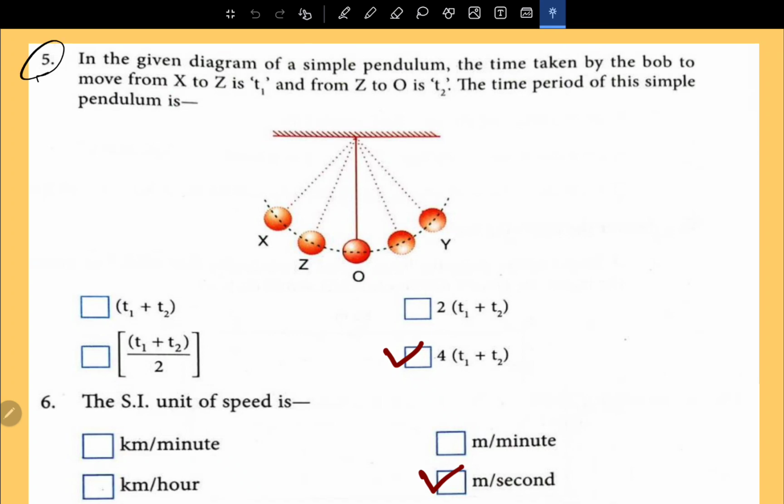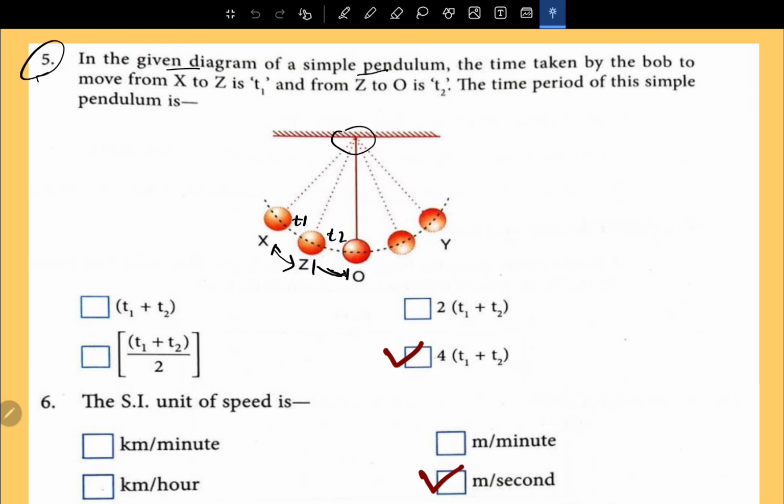Here in question number 5, in the given diagram of a simple pendulum, the time taken by the bob to move from X to Z is T1, and from Z to O is T2. The time period of this simple pendulum is, so this will be the correct answer.